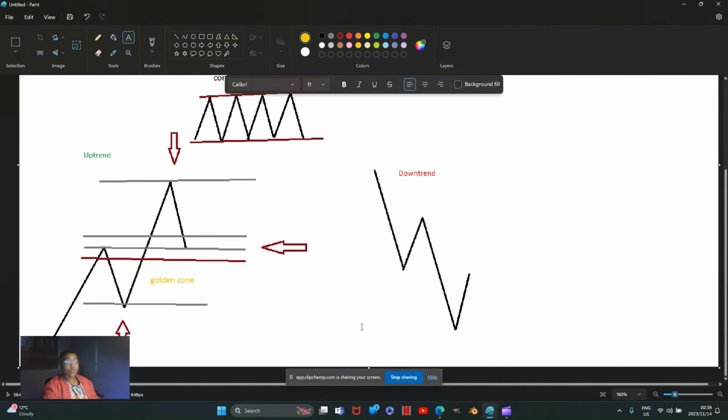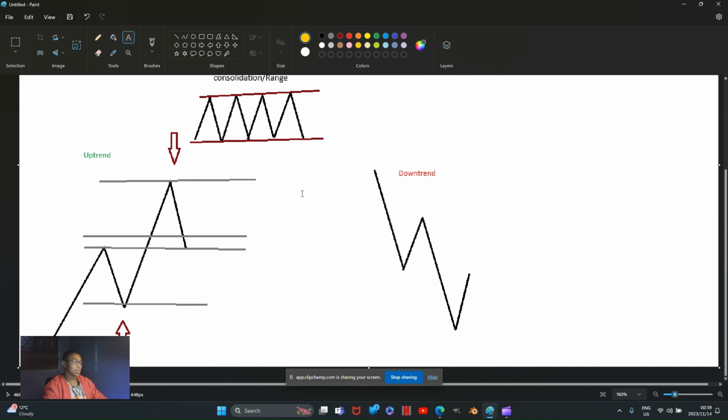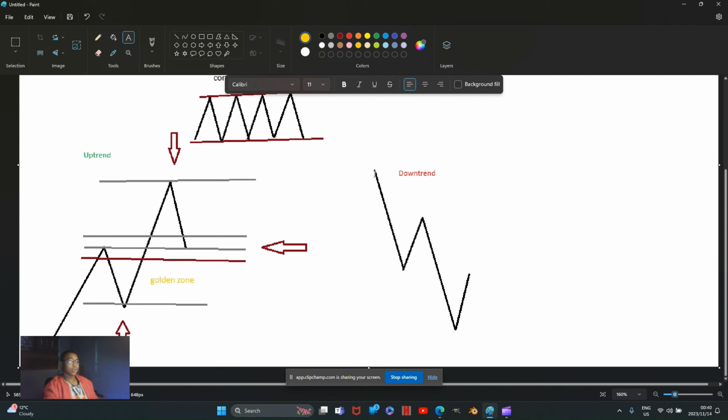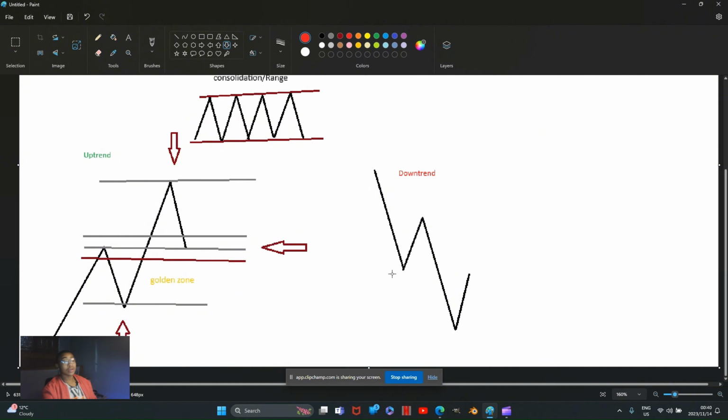So now, how to use it in a downtrend. A downtrend essentially is the same thing. So essentially in a downtrend, the market is creating lower highs and lower lows. This is where you can apply this tool.